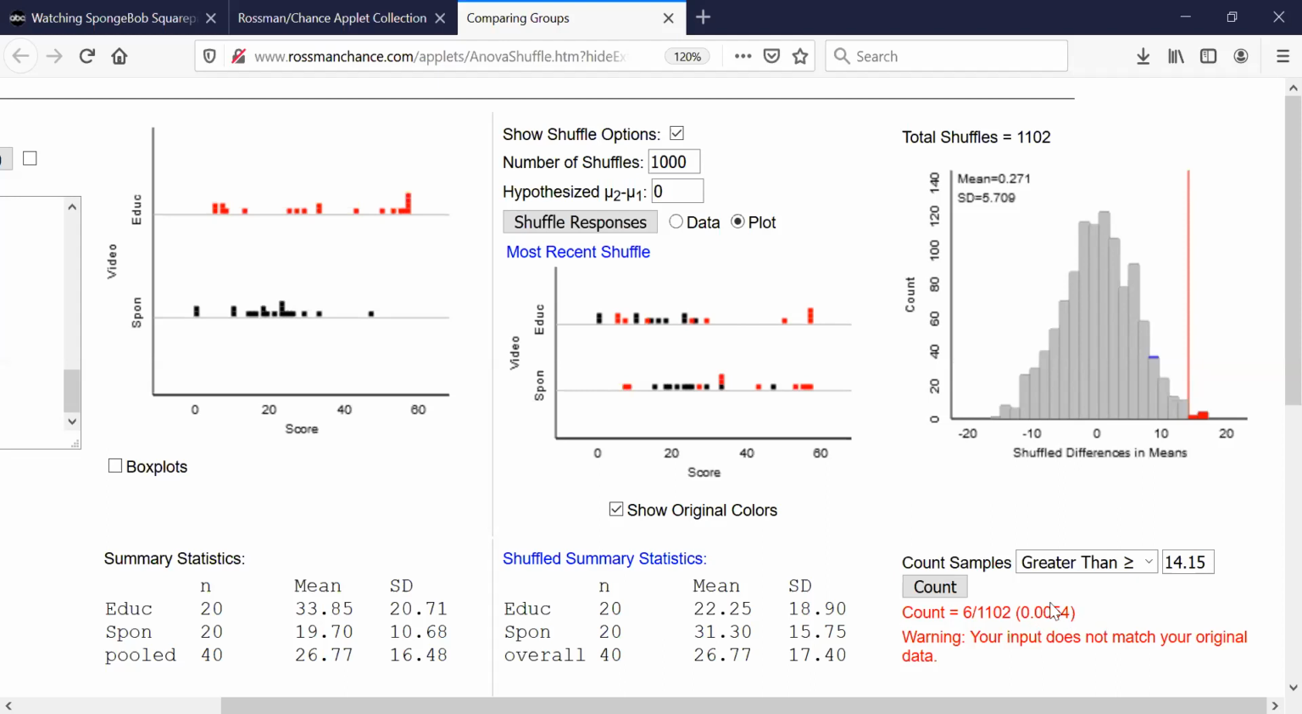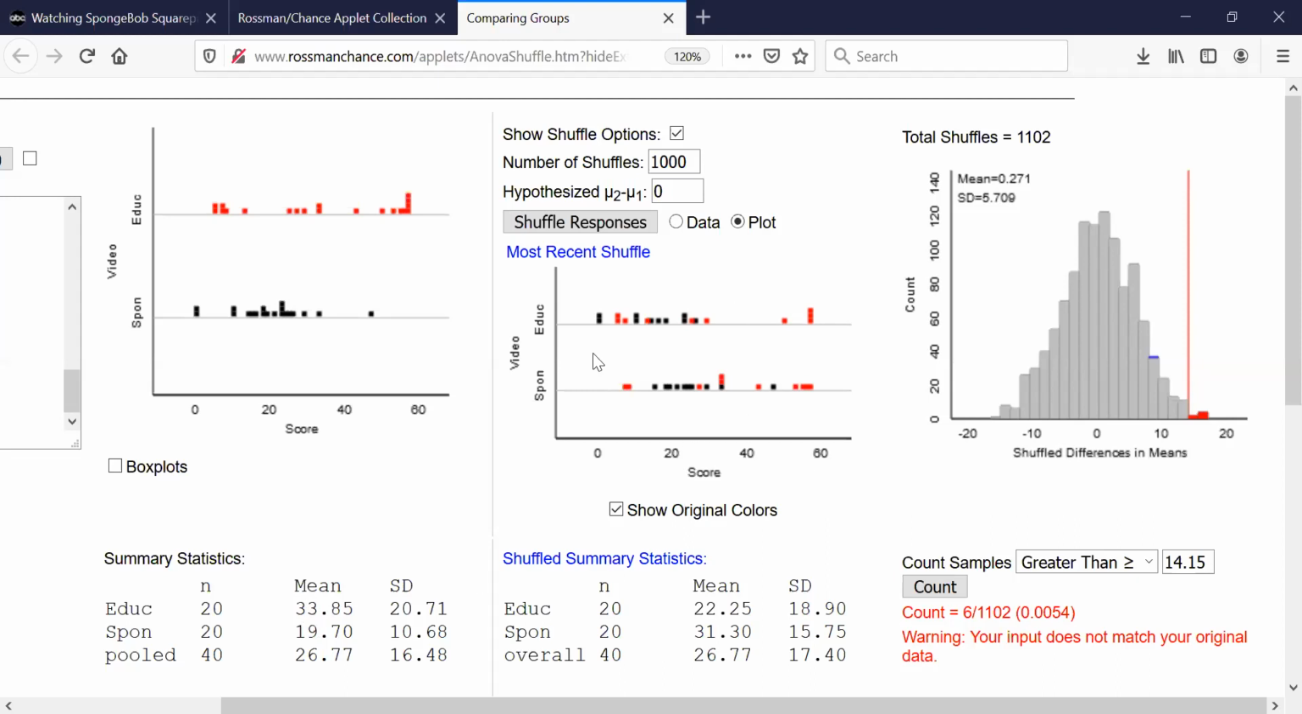So you can see how this relates to our p-value. Could it happen by random chance? Yes. What's the likelihood? About 1 in, I don't know, 150 or 1 in 200. Okay. Now, could that happen? Yes. Is it very likely? Not really. So the evidence is pointing to us that the educational video kids have a higher average working memory score than the SpongeBob video kids did.